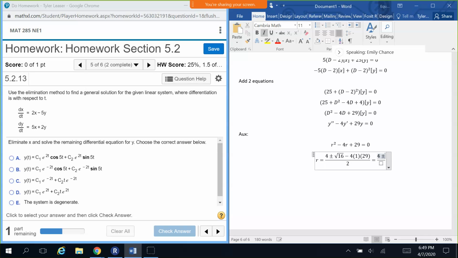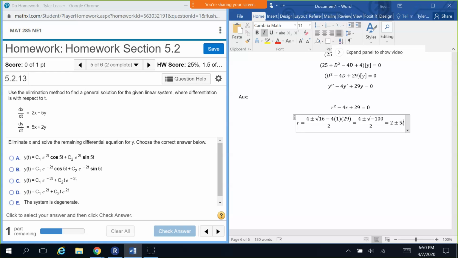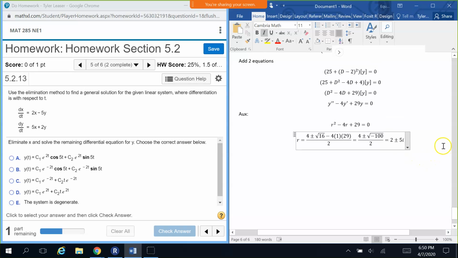So then, anybody have a calculator on them? 16 minus, and it's 4 times 29, right? So under the square root, you get negative 100, so that's 10i. I think. Yeah, 10i. Okay, so we're going to get 2 plus and minus 5i when you divide both of them by 2. Yeah? Looks right to me.